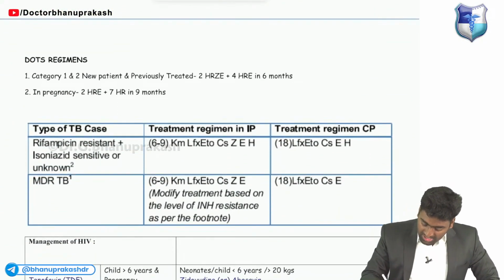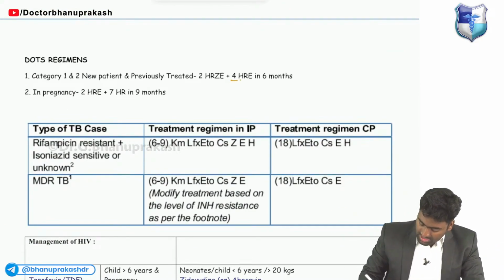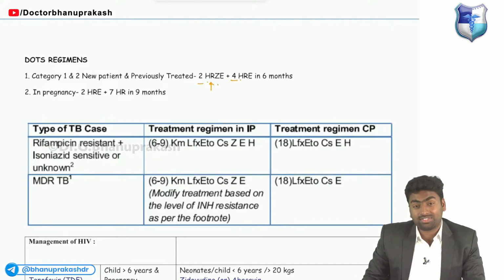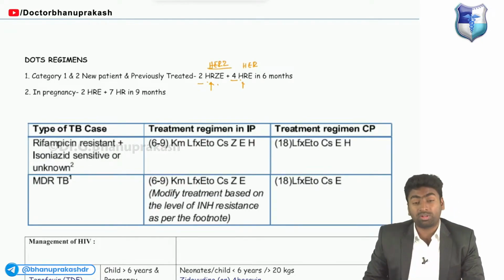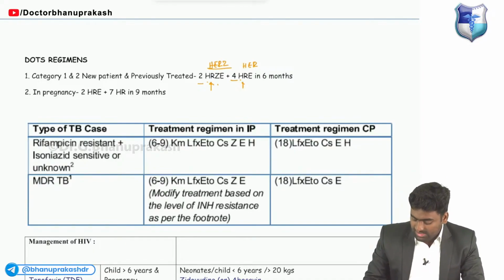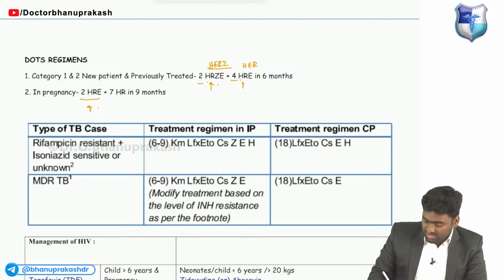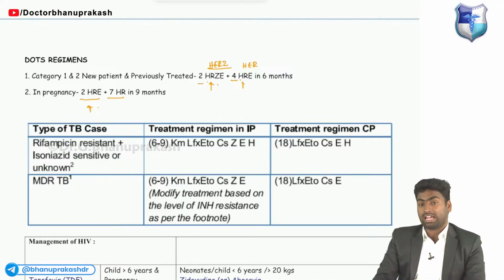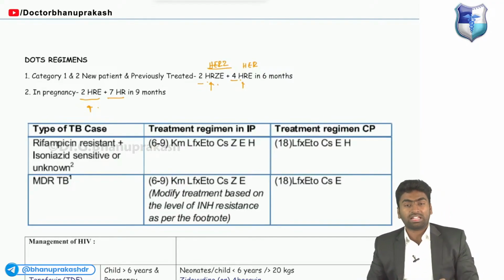And we use these drug regimens, which is 4 plus 2 months. So 2 months of initial phase with HRZE, and 4 months of HRE, okay. So the initial 2 months is HRZE, and the next 4 months is HRE, fine. And in pregnancy, we'll usually use 2 months of HRE and 7 months of HR, in 9 months, fine. That's it. So this is the method of TB treatment in usual conditions.